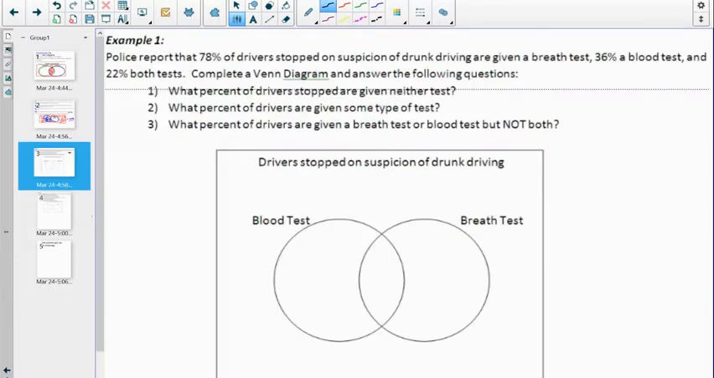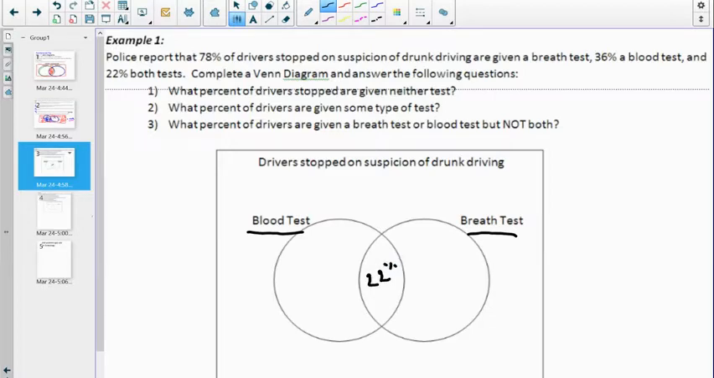So we're going to try some practice here. It says the police reported that 78% of drivers stopped on suspicion of drunk driving are given a breath test and 36% a blood test, or both tests. So complete the Venn diagram and answer the following questions. First, let's use the information we're given in the description to fill this in. It says 78% of drivers stopped, and then 36% blood tests. 22% got both, so we can fill that in for sure.